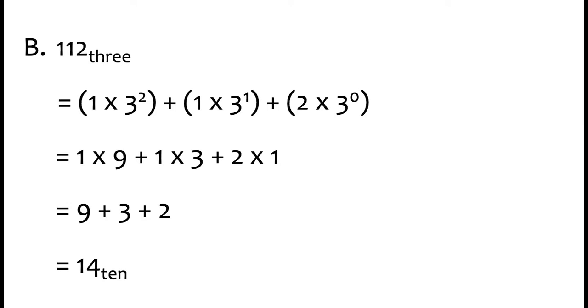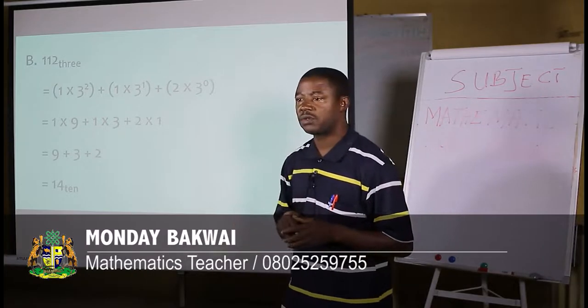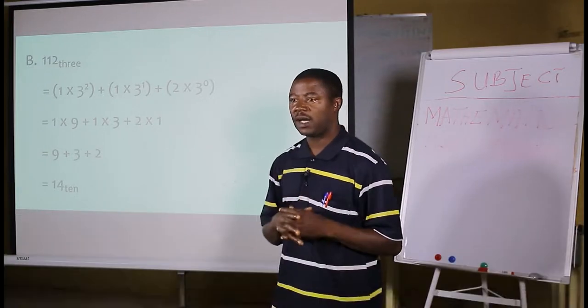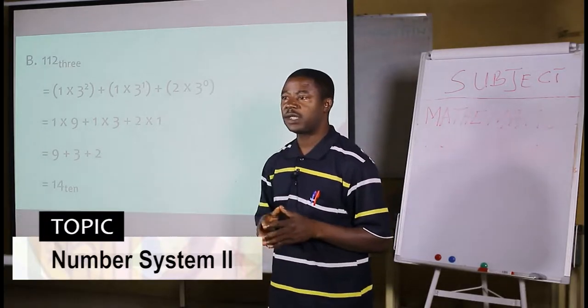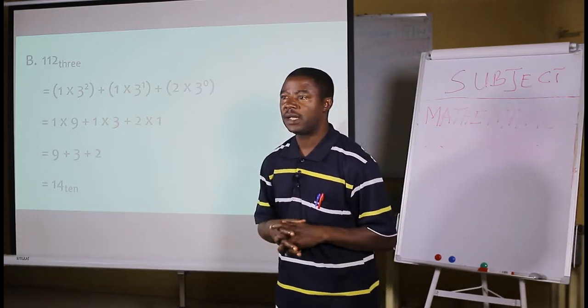Please, you should take note of that. So 2 times 1, because 3 to the power 0 is 1. Now simplifying, 1 times 9 will give you 9. 1 times 3, you get 3. 2 times 1, you get 2. Summing them up, you have 14 base 10. So if you convert 112 base 3 to base 10, you will have 14 base 10.